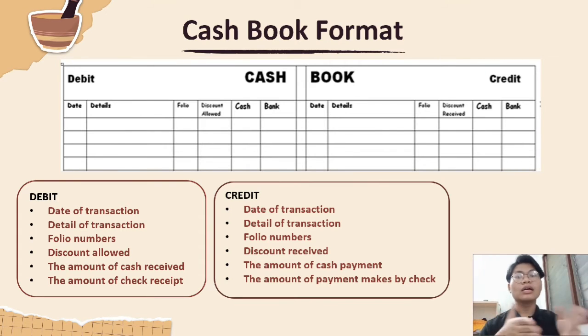Cash book format. A cash book is divided into two parts or columns. On the left side, we have debit, and on the right side, we have credit. In the debit, it will have the date of transaction, details of transaction, voucher number, discount allowed, the amount of cash received, and the amount of cheque received. On the credit side, we have the date of transaction, details of transaction, voucher number, discount received, the amount of cash payment, and the amount of payment made by cheque.